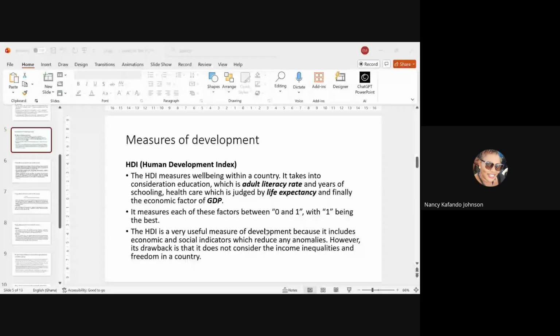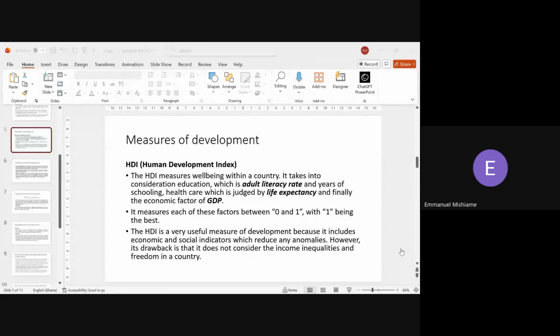Which of the following is not? What can you see here? It takes into consideration adult literacy rate, which is A, life expectancy, which is B, and then GDP. What is left behind? Infant mortality rate, which is C. Yes, so the answer is C.